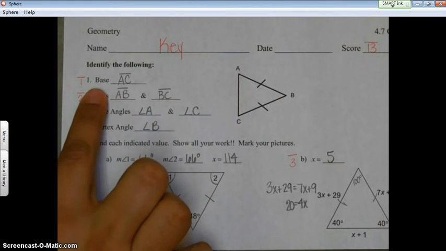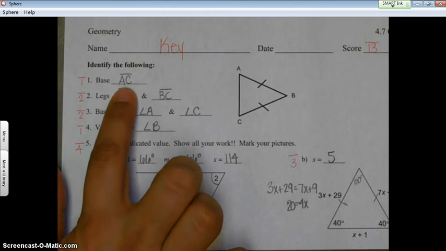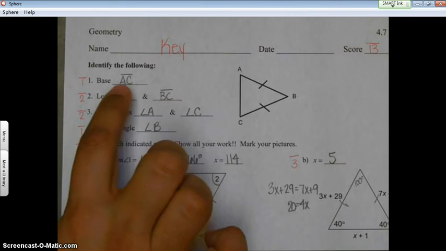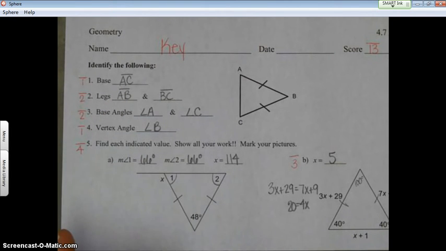First, number 1 says to name the base. So either you wrote segment AC or segment CA. And if you forgot the segment bar, take off half a point. If you just have the wrong letters altogether, then it's minus a whole point.